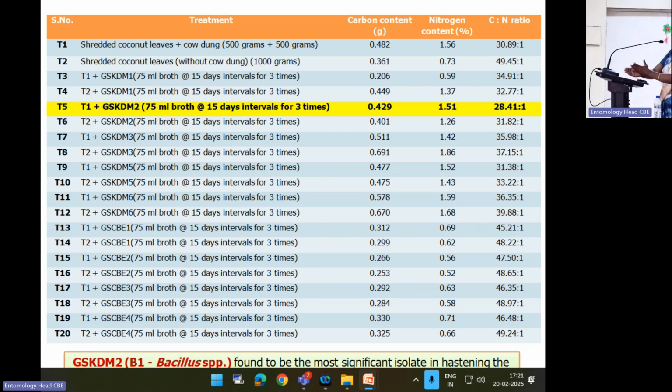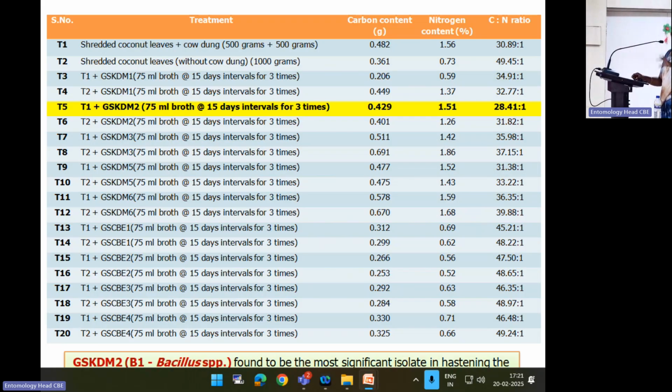So starting from the first day, it was sprayed 3 times, and we were able to analyze the carbon and nitrogen content of the composted material at the end of the process. And we found that the isolate from Kudumiyanmalai, the Bacillus species, was able to enhance the composting process even before the 60 days, with a carbon nitrogen ratio of 20:1.